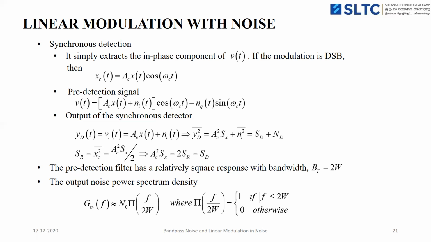Okay. And here we are considering the pre-detection filter, and it has the bandwidth BT equal to 2W. This is the output noise power spectrum formula, which equals n naught times rect of f by 2W, where rect of f by 2W is the rectangular function.